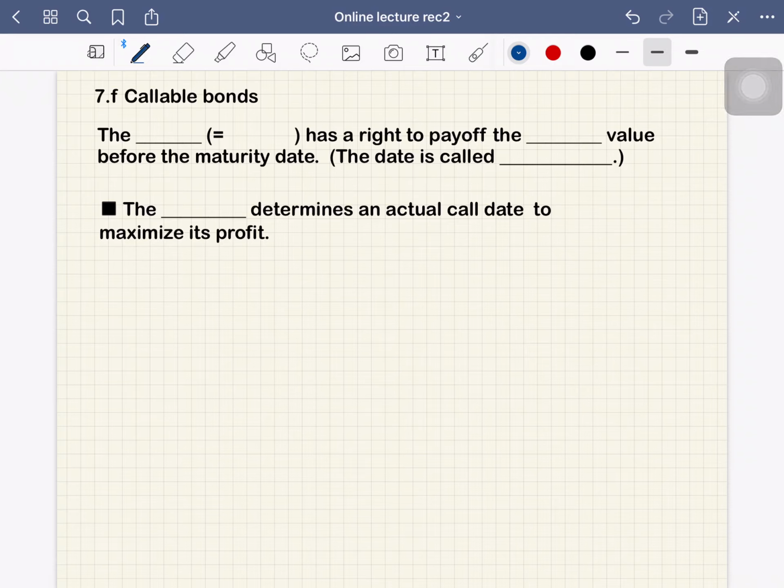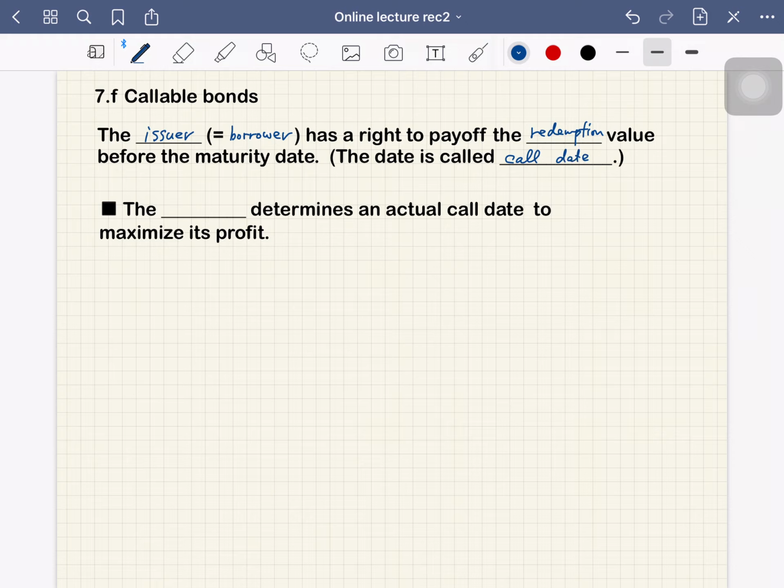Hi everyone. So the next section is 7.f, callable bonds. This is a special bond. Basically, the issuer, or you can say the borrower if it is a loan, has a right to pay off the redemption value, C, before the maturity date. And this date is called the call date.